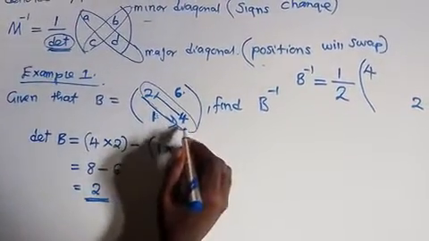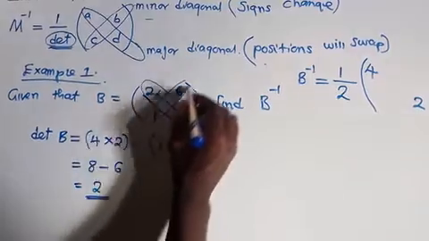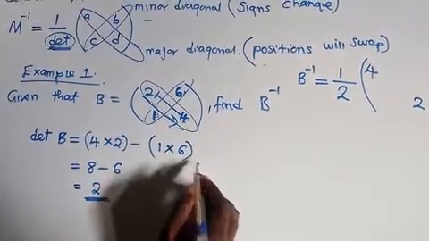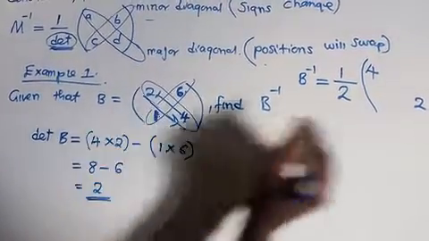So here now, I'm on the minor diagonal. I know that in the minor diagonal, signs will change. So if this is a positive, it will become a negative.